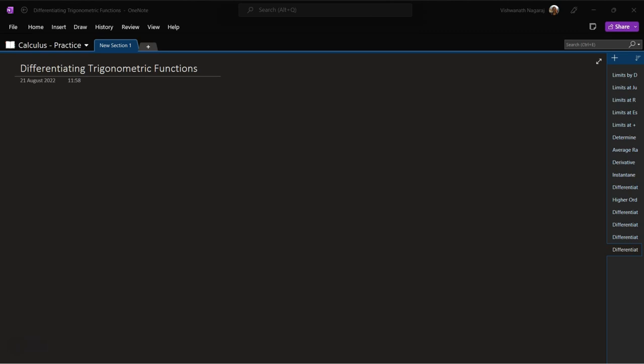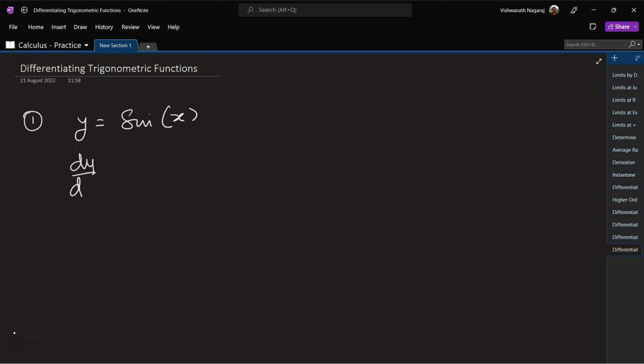Let's look at differentiating trigonometric functions. First one, the simplest one, y is equal to sine of x. Here it is not straightforward to figure out how to proceed. But remember, we always have the option of differentiating using first principles, right?